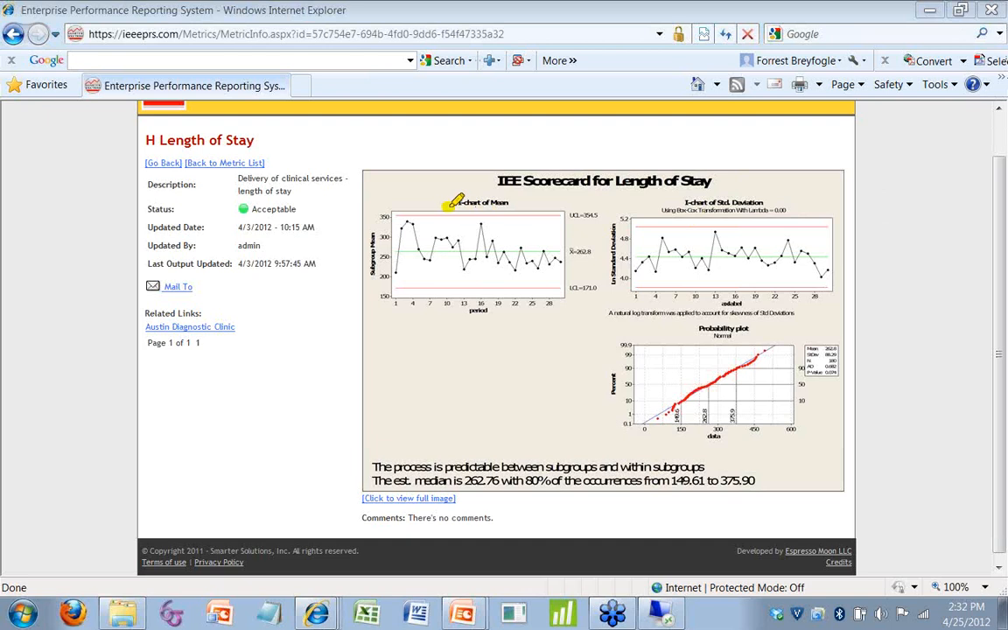So you see that this is the mean value here. And we're also looking at the standard deviation that we have within each of these periods of time. Like for each month, what is the average value and the standard deviation? And you can see both of these are stable. So then we can look at our probability plot of the actual raw data. We notice our process is predictable. The median value is 262 with 80% of the time between here and here.